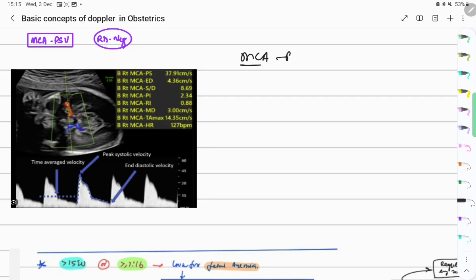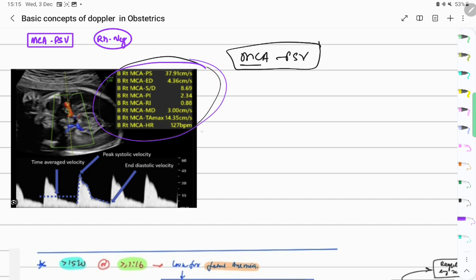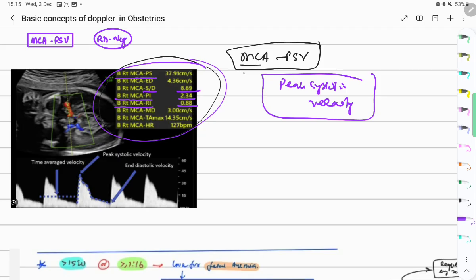MCA, middle cerebral artery peak systolic velocity. If we do a Doppler, we will get these findings. There is a table in which we find the PI is 2.34, RI is 0.88, SD ratio is 8.69. See the MCA PSV, that means middle artery peak systolic velocity.